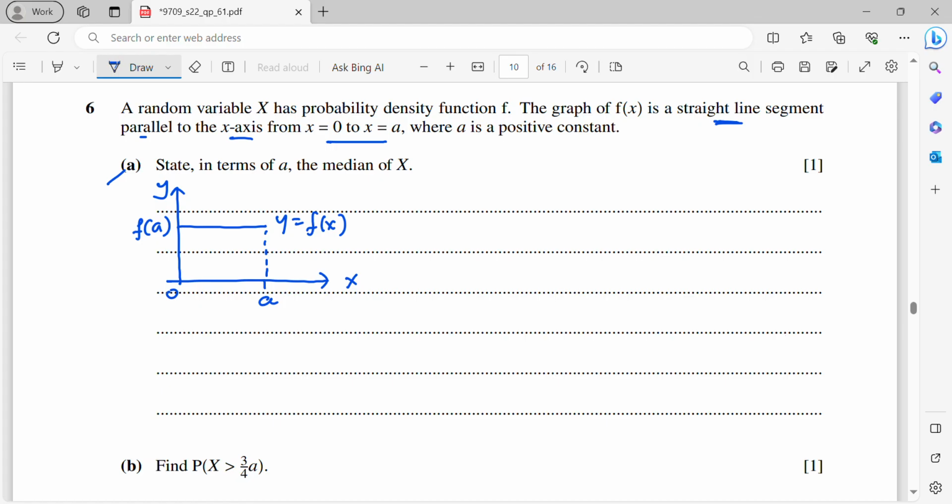So now we know that to have the PDF, probability density function, the total area must be 1, or the integration of the function from 0 to a must be 1. The integration is basically referring to the area under the curve. So I know that here is a unit. Okay, that means a times f(a) is 1. Therefore, f(a) is 1 over a. So this is basically 1 over a.